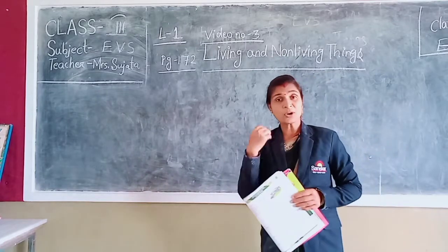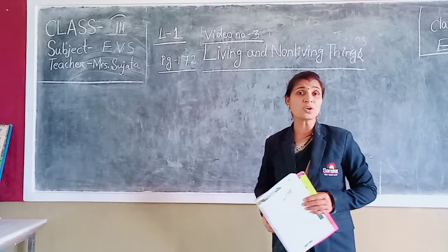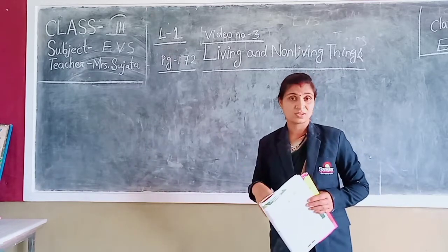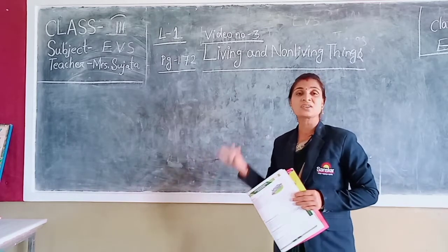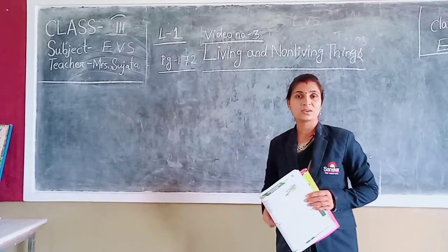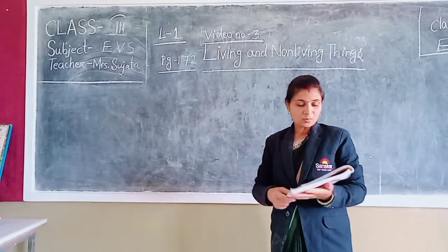Living things reproduce, non-living things do not. Living things give birth to young ones, but non-living things do not. Living things need food, water, and air to live, but non-living things do not. They do not need that. Okay, so these are the difference. Now see children, come to exercise.